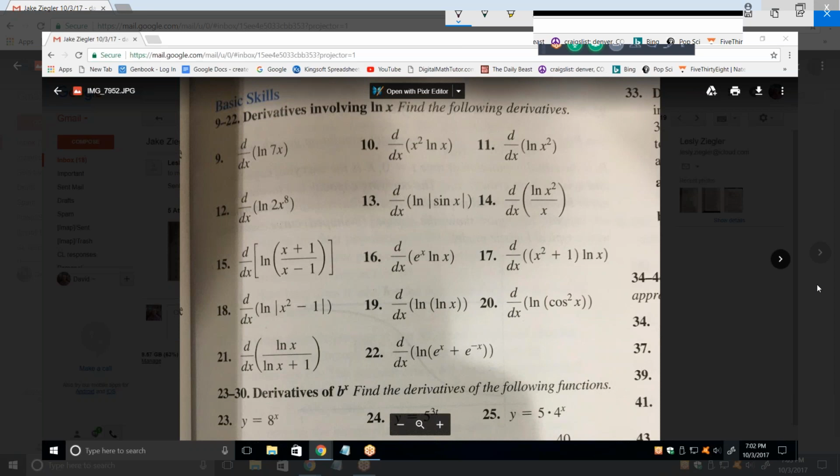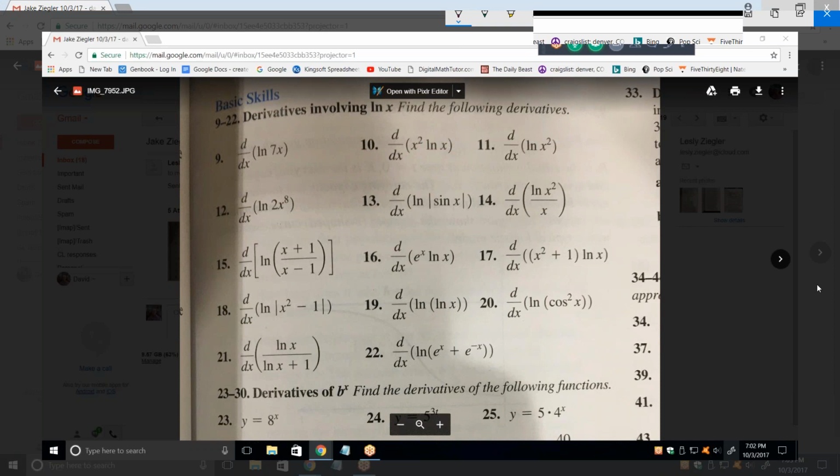Number 9. Would it be 1/7x times 7? Good. Which, notice, 1/x. Which is very interesting because that means the derivative of natural log of x is also 1/x. So the derivative of natural log of any coefficient times x is still 1/x, oddly enough. That's a very unusual thing that I've always found interesting.